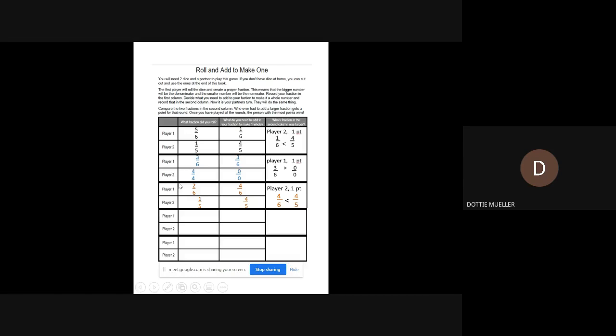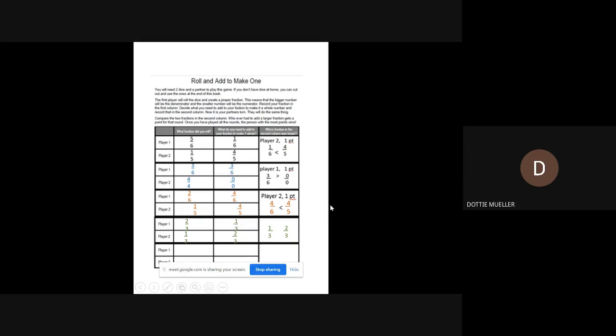So therefore, 4/6 has the greater denominator, so that's a smaller fraction. So 4/5 is greater. So player 2 gets the point. Let me re-clarify. The smaller denominator is greater. So 5 is smaller, so therefore it's greater.